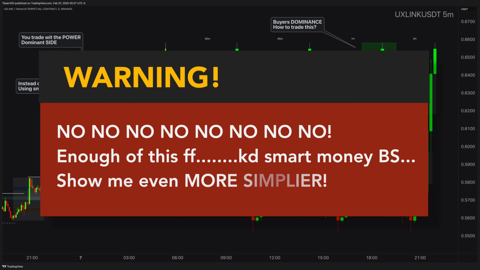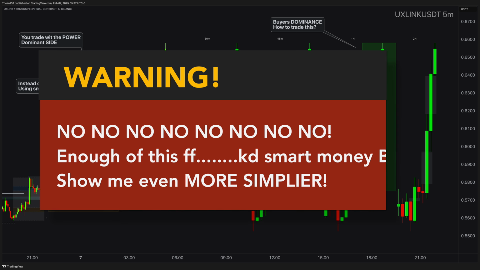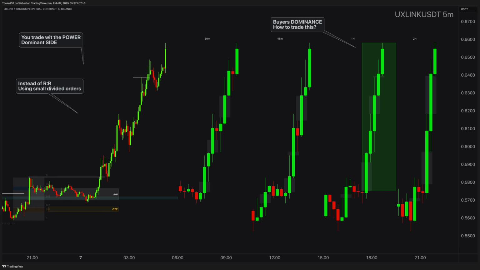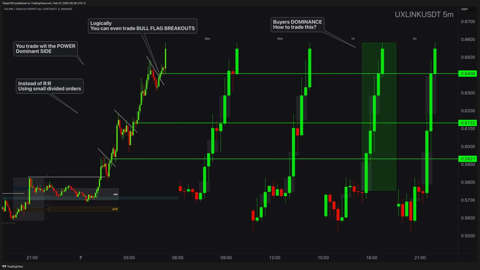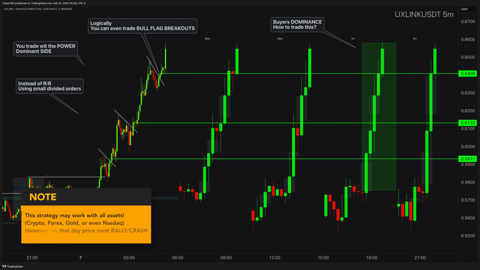Okay, I hear you out. You hate this imbalance bullshit and tired of smart money concepts. Then all you can do is just get back to the basics. Basically, trade the bull flag breakouts on the ongoing rally. So in simple terms, wait for simple bull flags and wait for the breakouts and join the dominant party with a strong move. However, you must be aware of this.